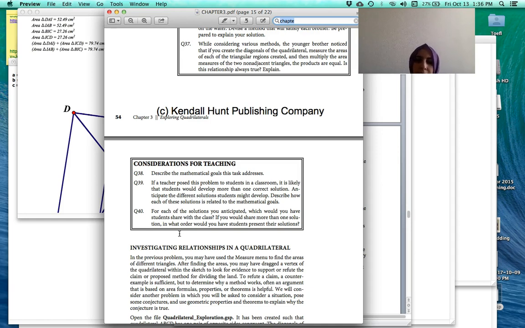Question 40. For each of the solutions you anticipated, which would you have students share with the class? If you would share more than one solution, in what order would you have students present their solutions? I would prefer to have students share solution 3. It seems easier than the others. I don't want to confuse them a lot. On the other hand, if they find more than one solution, I would appreciate seeing that answer on the board so we can discuss it with the whole class.